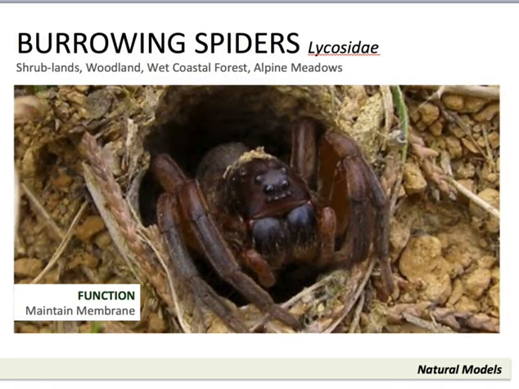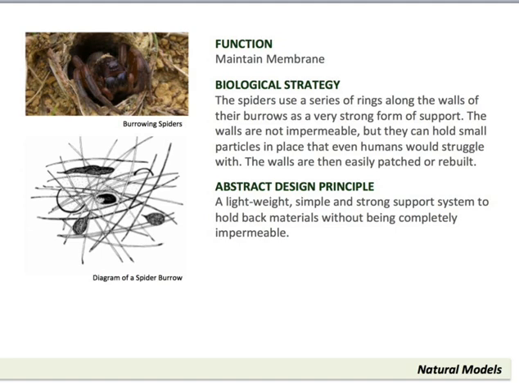In this example of the spider, we are also talking about membranes. You will see many examples in nature of very useful, multifunctional membranes. In this case, the spiders use a series of rings along the walls of their burrows, and these are burrowing spiders, therefore the name. These walls are not impermeable, but they can hold very small particles in place that even humans would struggle with. The walls are very easily patched or rebuilt, so they are regenerated very easily. So the design principle would be a lightweight, simple and strong support system to hold back materials without being completely impermeable.